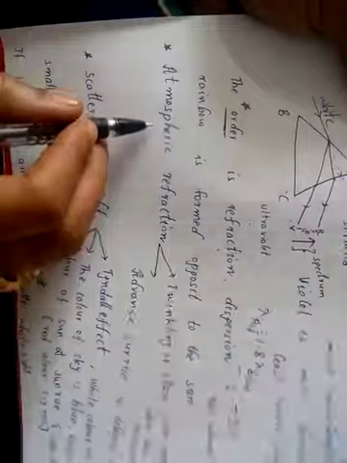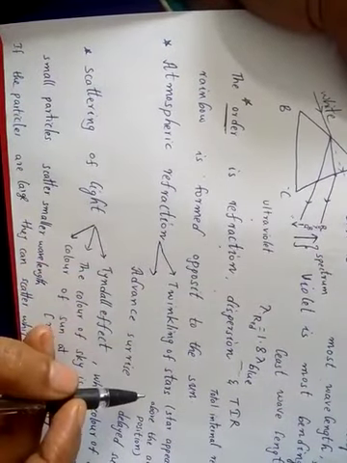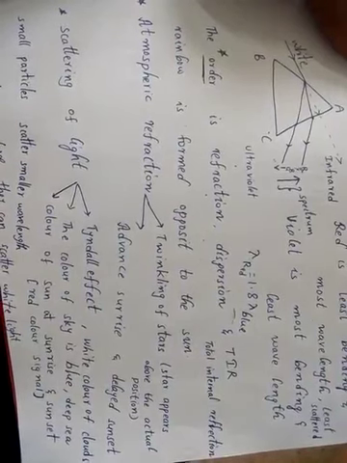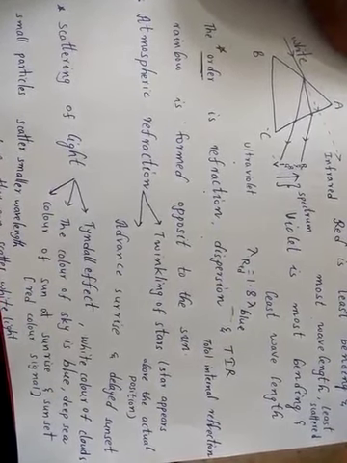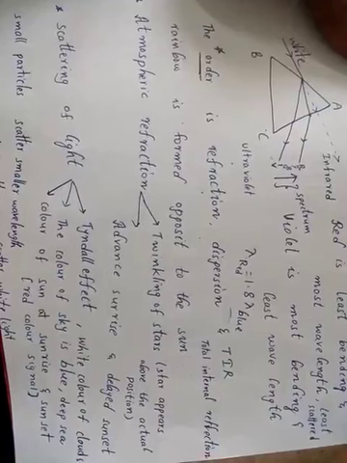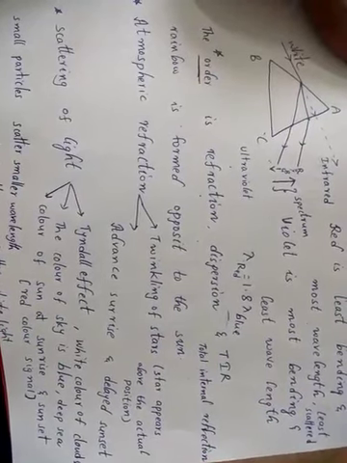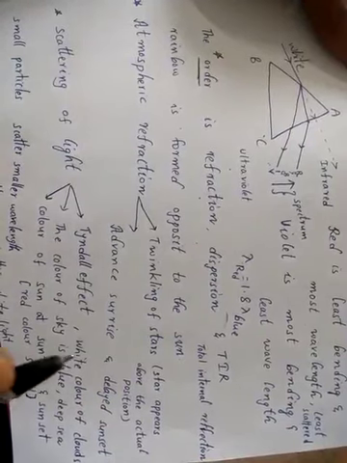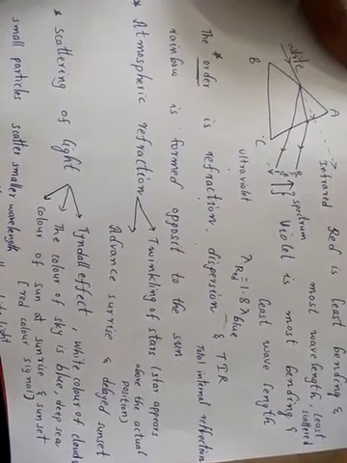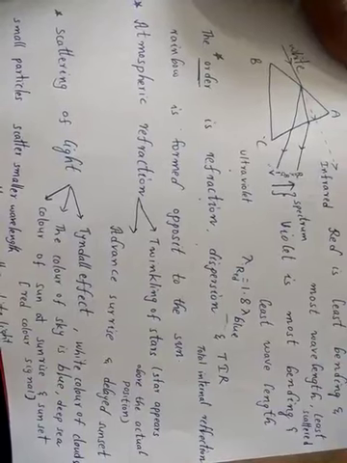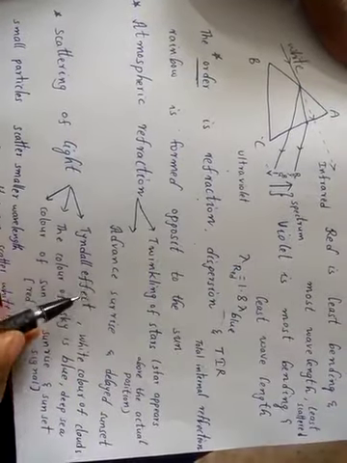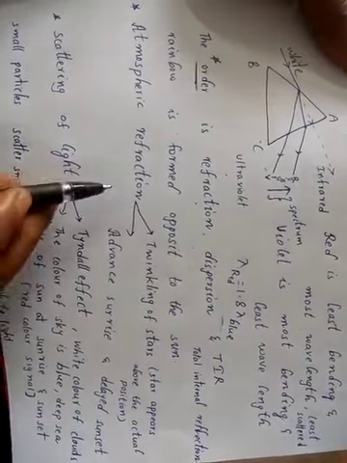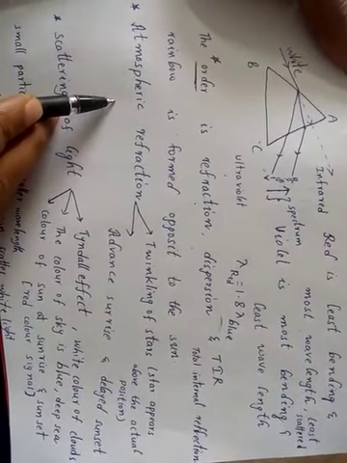So atmospheric refraction examples are twinkling of stars. Here the star appears above the actual position. That appearing position we call the apparent position. The apparent position will be slightly above the actual position. Next, advanced sunrise and delayed sunset. 2 minutes early we will see the sun during sunrise, and 2 minutes later we can still see the sun during sunset. So these two are position changes. Yes or no? That's why this is due to atmospheric refraction. Remember.